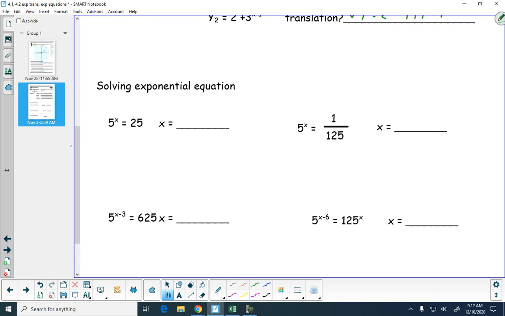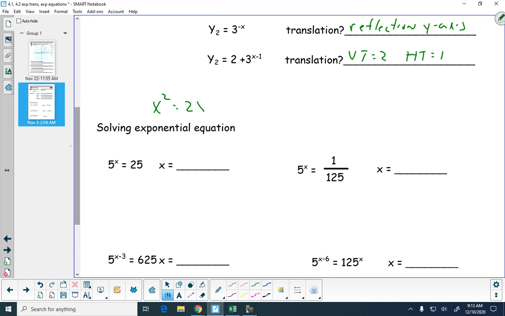Okay, how can we solve 5 to the x is equal to 25? If we have the equation x squared is equal to 25, we could solve that easily by just taking the square root of both sides and say x is equal to positive or negative 5. If I had x cubed is equal to 125, we could take the cube root of both sides to get a value of 5. So when you have a variable that's in the base and you have an exponent there, we could take the root to be able to solve. But the problem we run into is when we have 5 to the x is equal to 25.